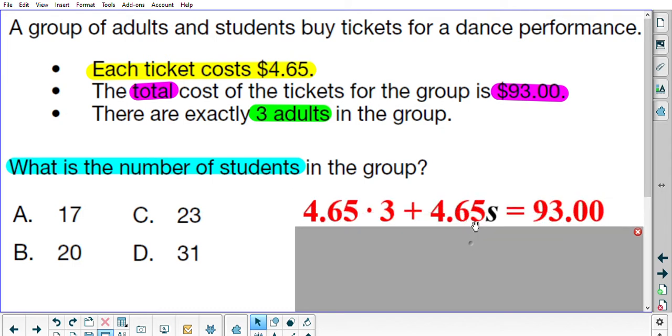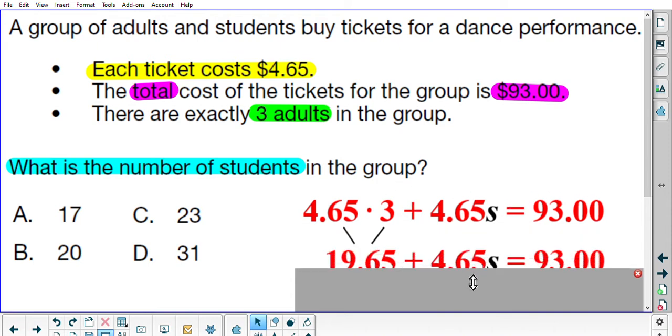So here's how I would recommend starting. $4.65 is the cost of each ticket. We know there's 3 adults, so take 3 times $4.65. But we also have students coming. We don't know how many, so take your variable. I picked S. Maybe you want to pick N. Take that times $4.65 as well. Add in between, and that's going to equal the total.